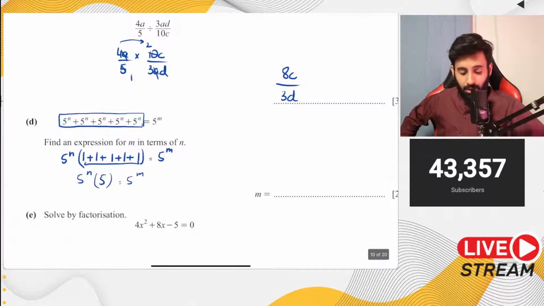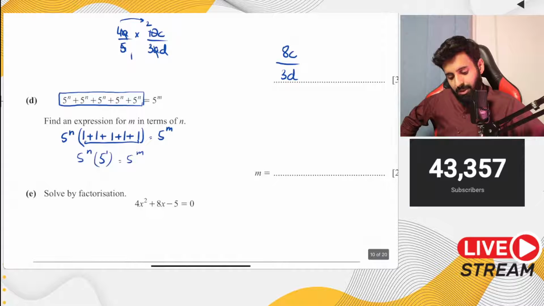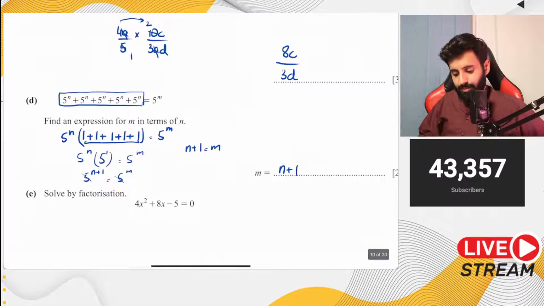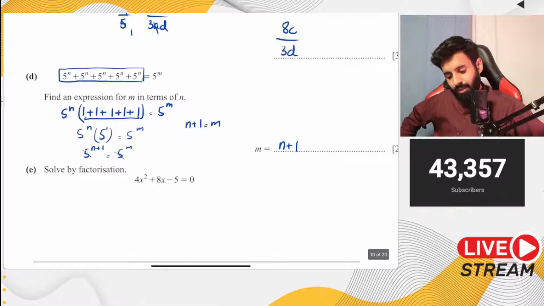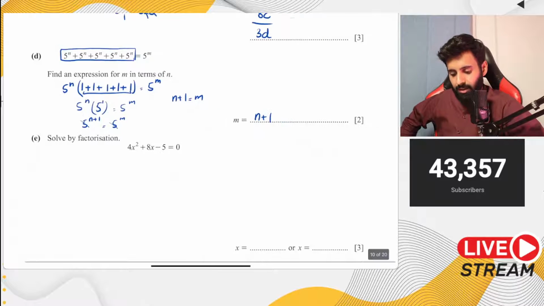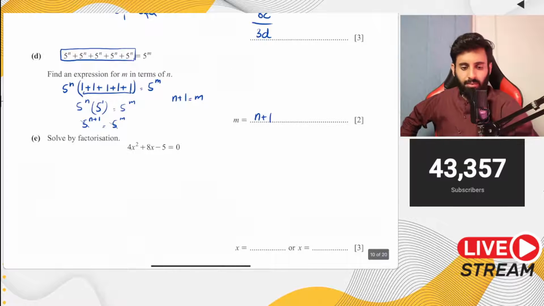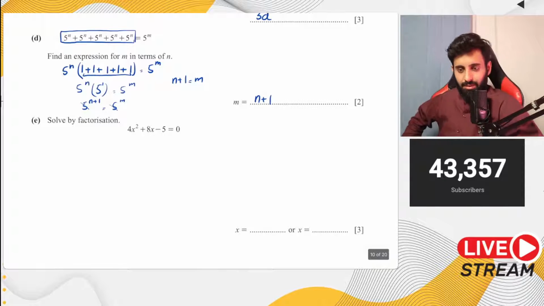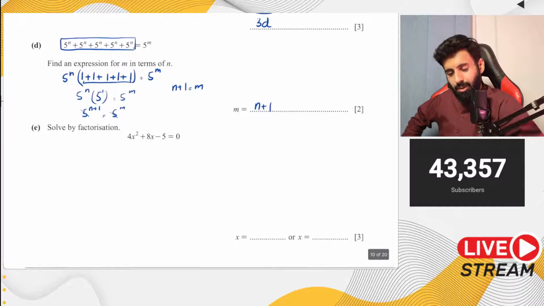And again, not so coincidentally, same bases are being multiplied, which means powers can be added. So this becomes 5 power n plus 1, which is equal to 5 power m. Now the same bases are cancelled out, and now we have n plus 1 equal to m. And there you go. m is equal to n plus 1 as your answer. I'm pretty sure a lot of students would have freaked out just after looking at this question, but you just got to be able to hold it together and see exactly what can be done.